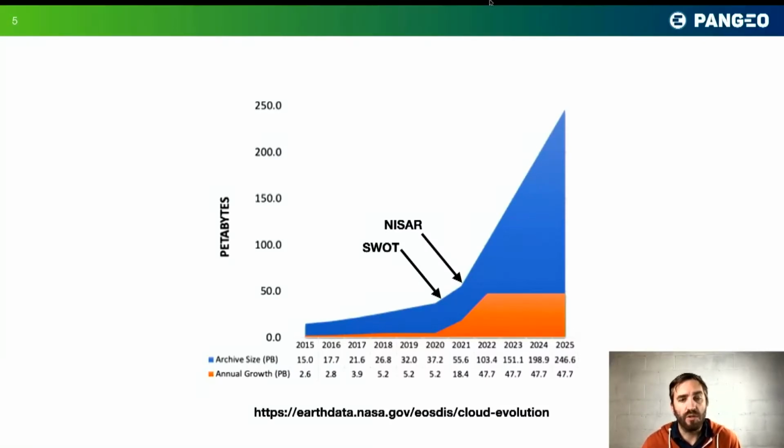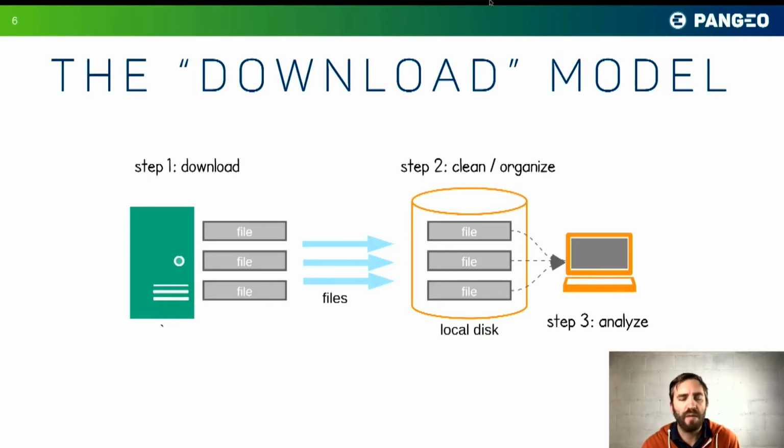This figure from NASA really drives that home, showing that they're planning to add 200 petabytes of data to their archives over the next 5 years. If you're like me, you were raised with the download model, where the way you work with data is to first download it to your local computer and then analyze it.